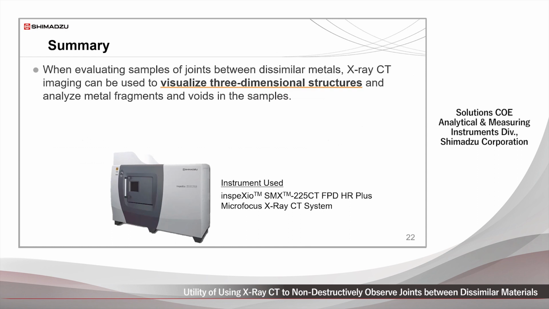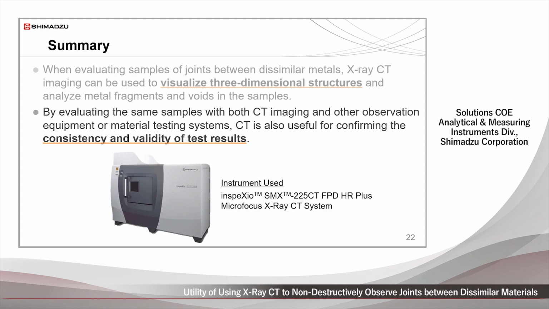Finally, I want to briefly summarize some key points from the overall presentation. The results showed that when evaluating joints between dissimilar metals, X-ray CT imaging can be used to visualize three-dimensional structures and analyze metal fragments and voids that occur due to welding, though different things can be evaluated depending on the material, size, and dimensions of the samples being observed.